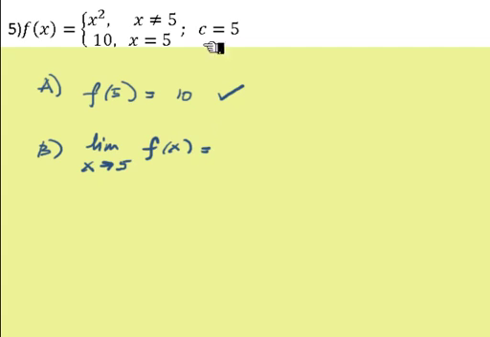Well, since f of x is equal to a polynomial except at one point, we can take the limit by just substituting into the polynomial. So the limit we get not from the second line, but from the first line. The limit is substituted into x squared. The limit is 5 squared. The limit exists, but notice these are not equal.